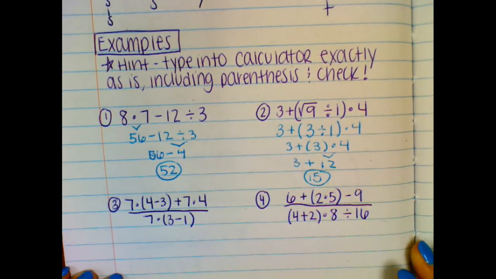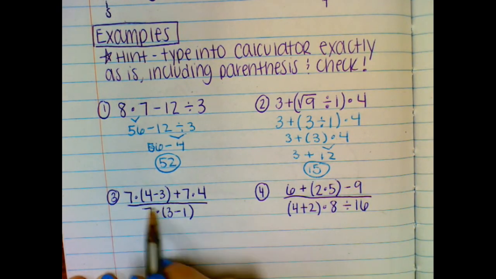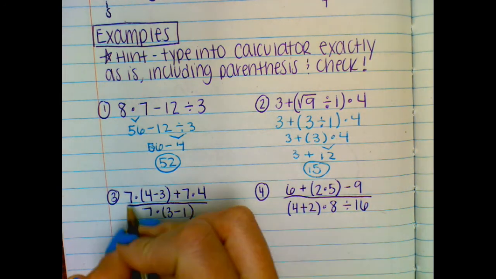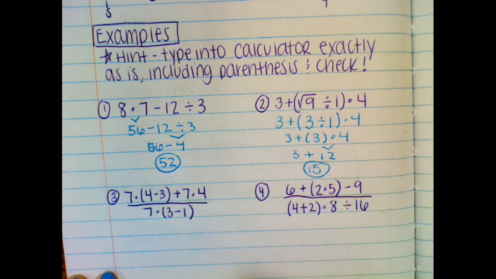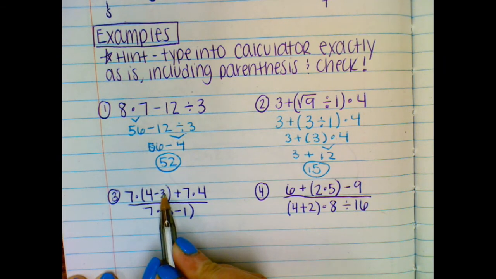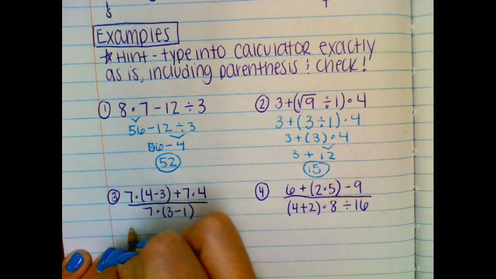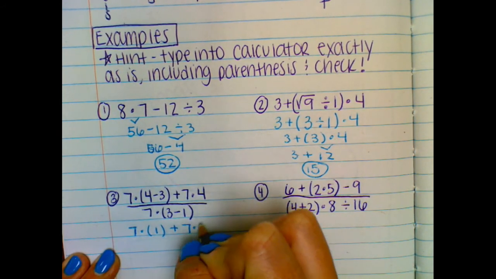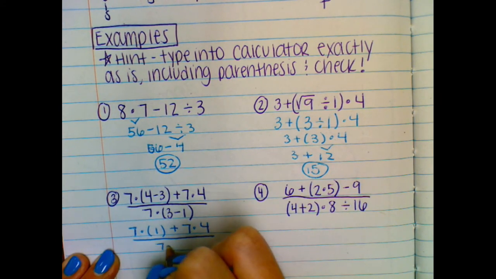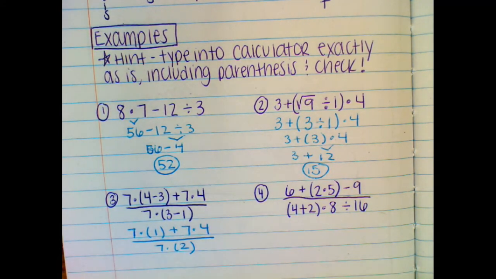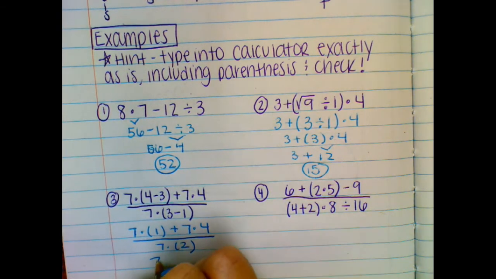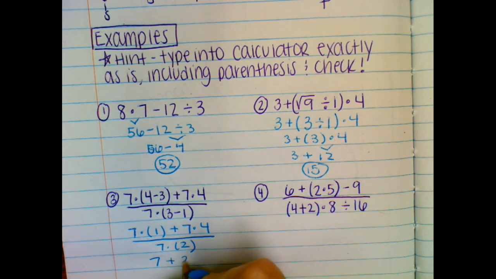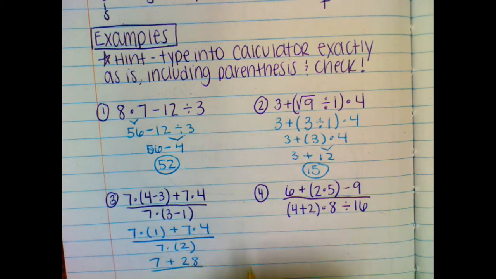So now, when they get a little bit more complicated, this is where you're probably going to want to use your calculator. I'll work this one out, and we'll do this one just on your calculator. So 7 times 4 minus 3, you have to do parentheses first. 4 minus 3 is 1. And now I look, there's a parentheses down here, so I can also do that. So I have 7 times 1 plus 7 times 4 divided by 7 times 2. Okay, all parentheses are done. Now I can go to multiplication. 7 times 1 is 7, plus 7 times 4, 28, divided by 7 times 2, 14.